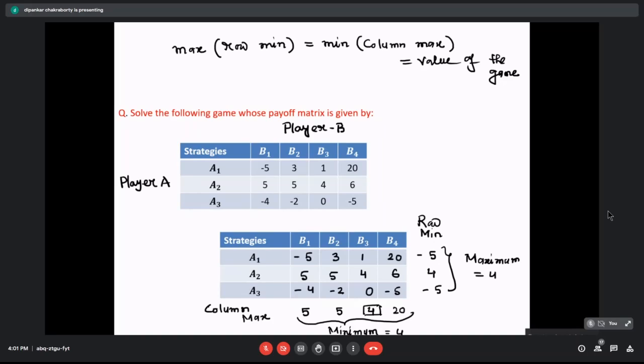Out of that, -5, 4, -5, which you are getting again from here. And this 4, you can see that basically you are getting because of this. Both this 4 and this 4 coming because of this. So you can see that here maximin and minimax both is coming as 4. Okay, so what I'm saying?